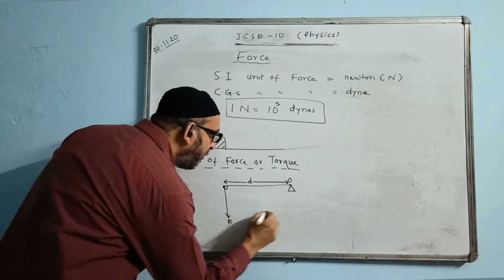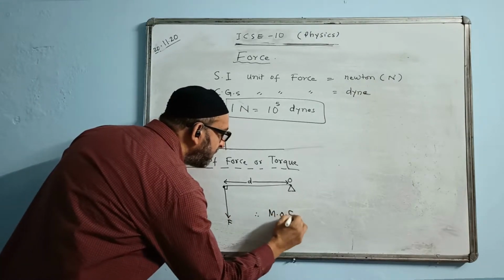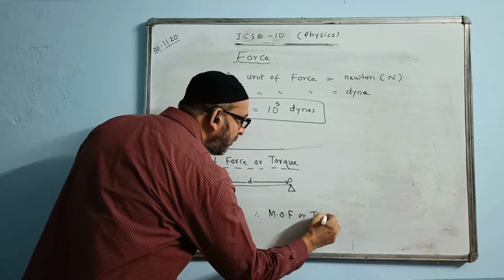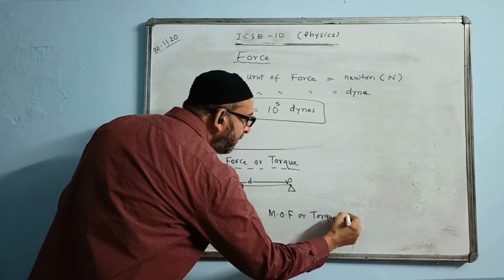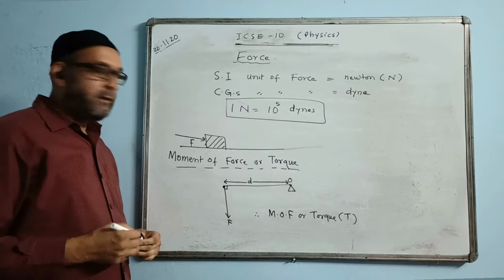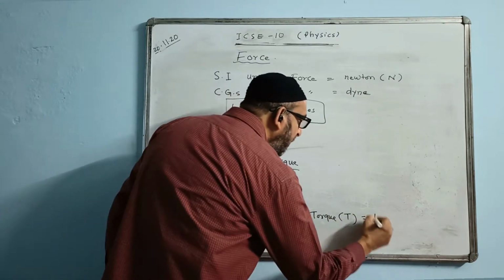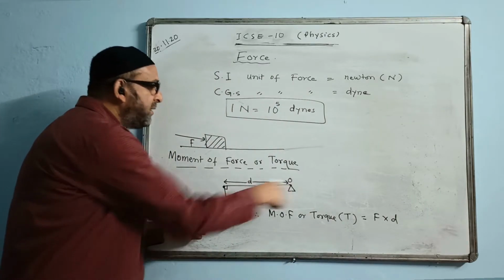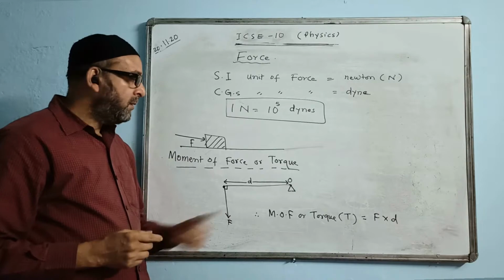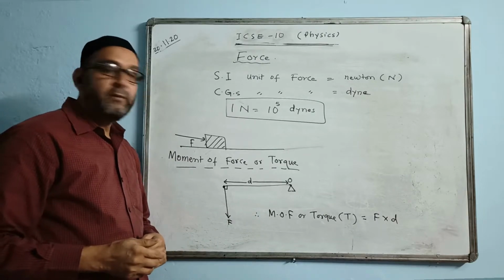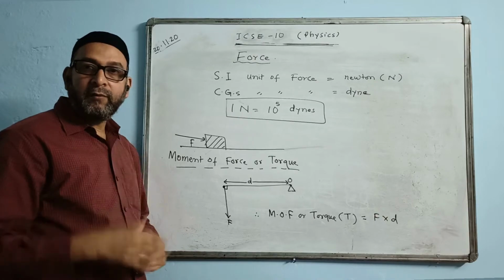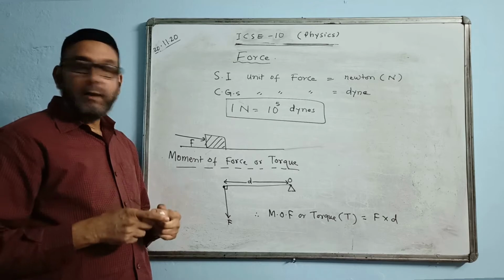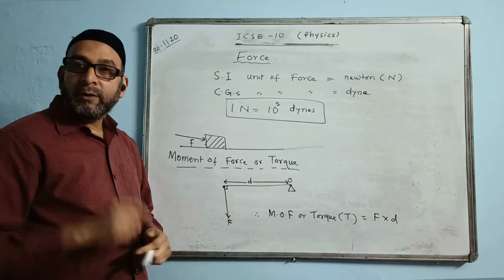Therefore we have the formula. We write MOF, meaning moment of force, or torque, denoted by T. We can denote the torque by symbol T. The formula of T will be F into D. This force multiplied by this distance. So that is the formula of the torque or the moment of force. When does the body start turning about the pivoted point?